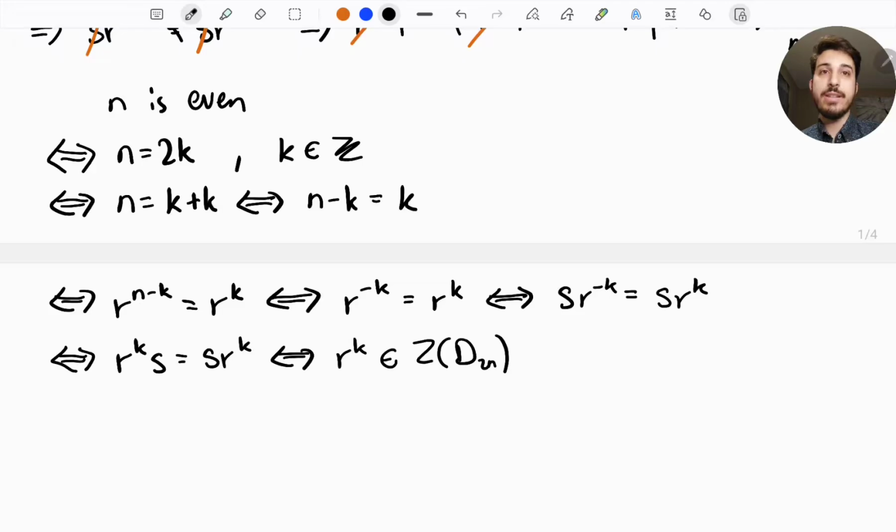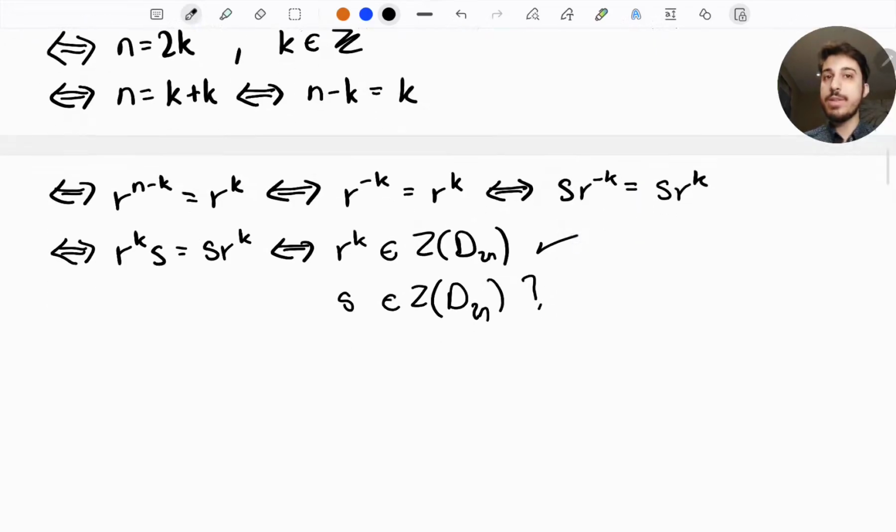But here we see that if n is even, then we have r to the k times s is equal to s times r to the k. So no worries there. So we have that, and we're inclined to say also that s is an element of Z(D_n). But is that the case? We need to investigate that further. What if k is equal to 1? So sr is equal to rs?